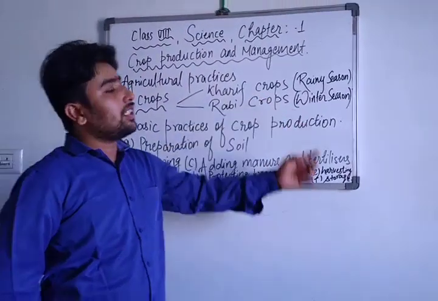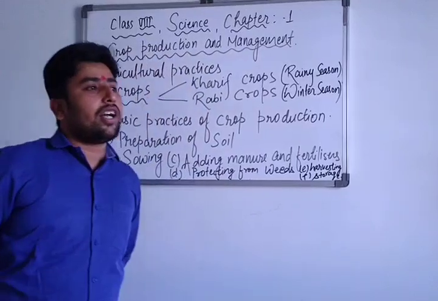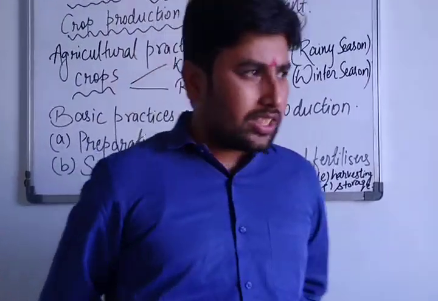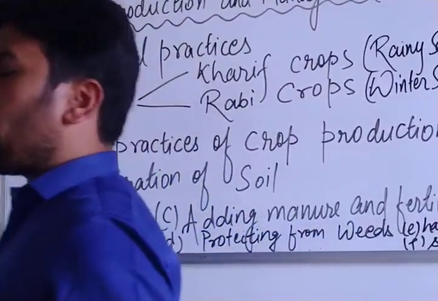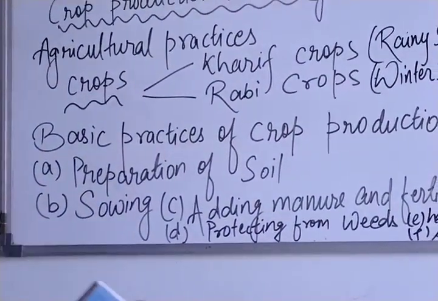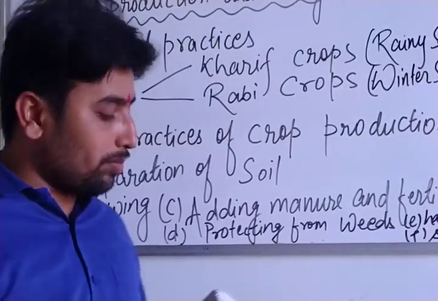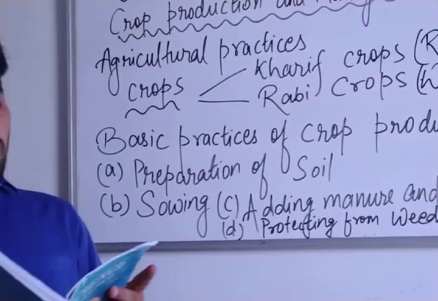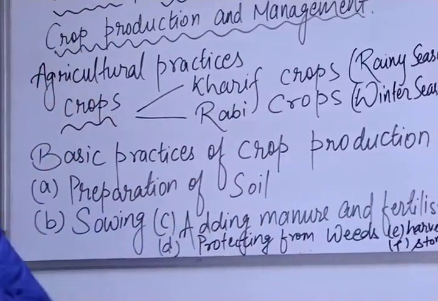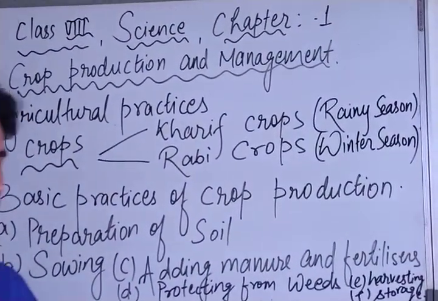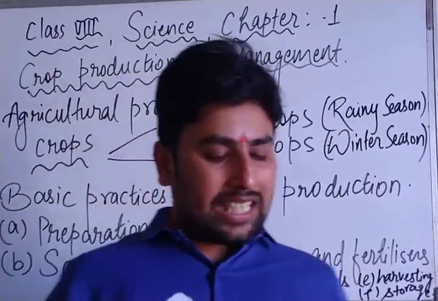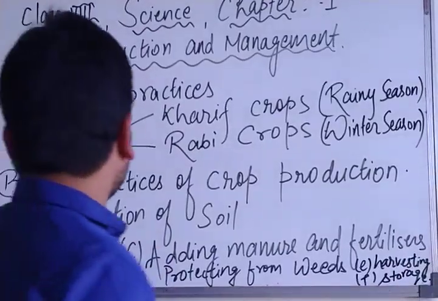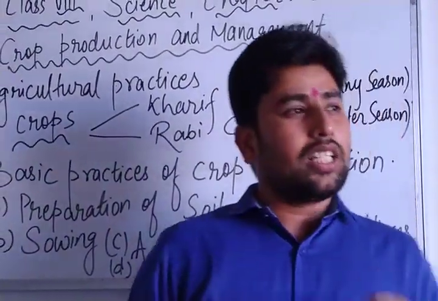And in the winter season, where a smaller amount of water is required, there are plants like wheat. I'm giving you some examples of kharif crops and rabi crops. Examples of kharif crops are paddy, maize, soybean, groundnut and cotton. And a few examples of rabi crops are pea, gram, wheat, mustard and linseed.